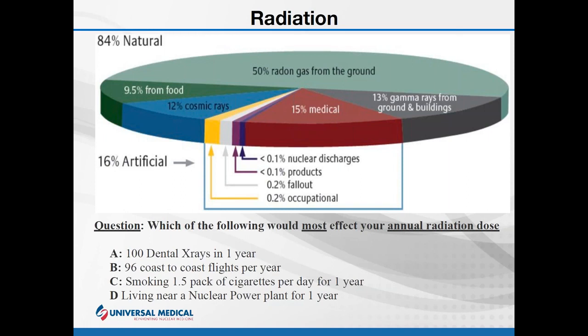So with that thought in mind, a quick question for you is, down at the bottom there, which of the following would most affect your annual exposure? Would it be 100 dental x-rays in a year? Would it be 96 coast-to-coast flights a year where I have an increased elevation? Would it be smoking a pack and a half of cigarettes every day for a year? Or would living near a nuclear plant be the most horrendous thing in the world?